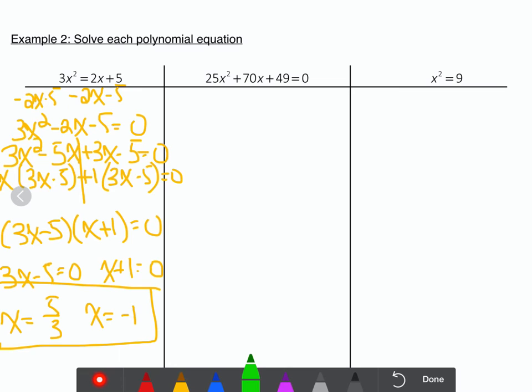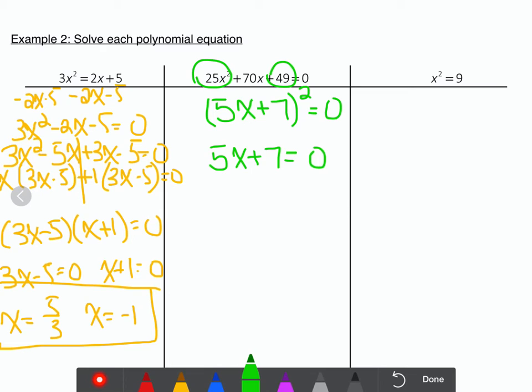Okay, 25x squared plus 70x plus 49 equals 0. We're already in standard form, so that's great. I notice here that I have a perfect square trinomial by looking at the first and the last term of my polynomial. So I'm going to factor it using my rule. This is going to be 5x plus 7 squared is equal to 0. So instead of solving by setting both of my factors, 5x plus 7 and 5x plus 7, equal to 0, I only really need to do this once. So x is equal to negative 7 over 5.